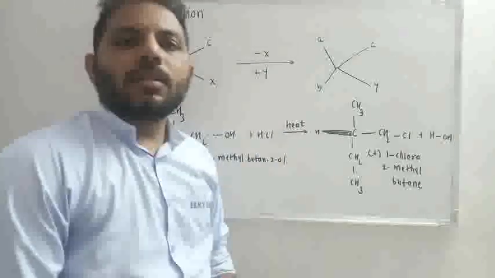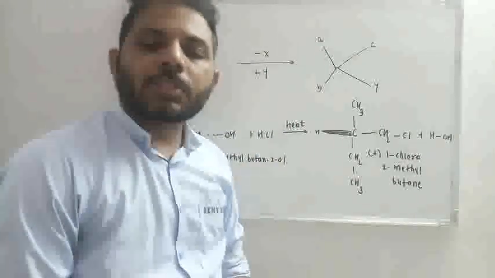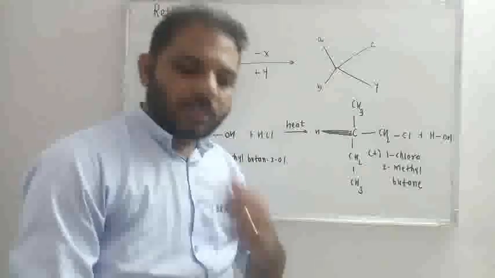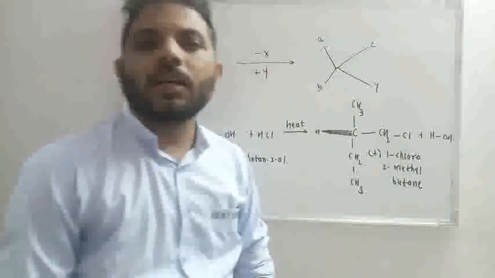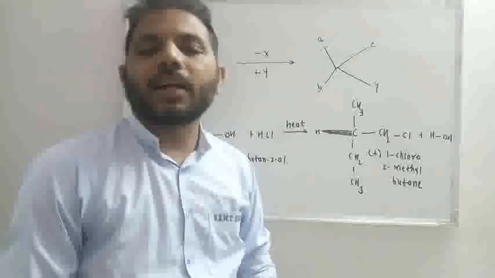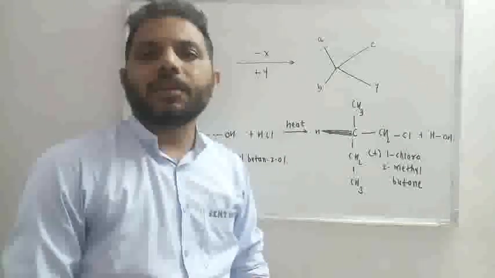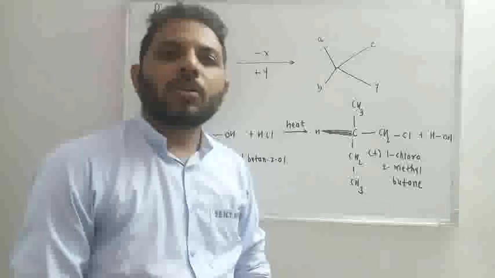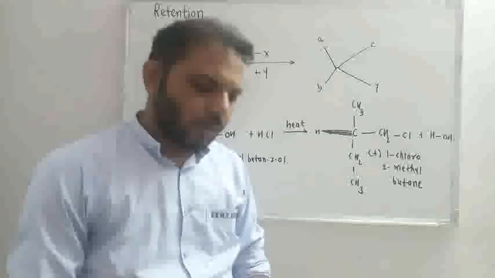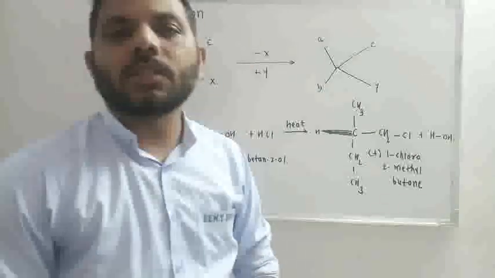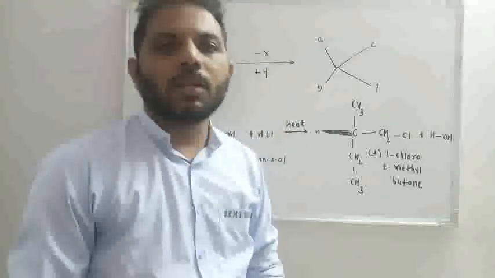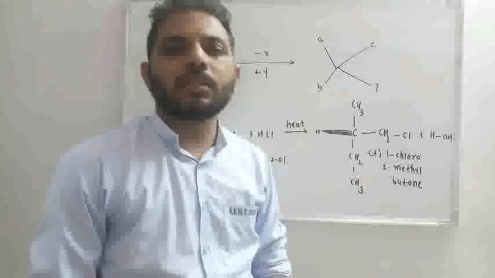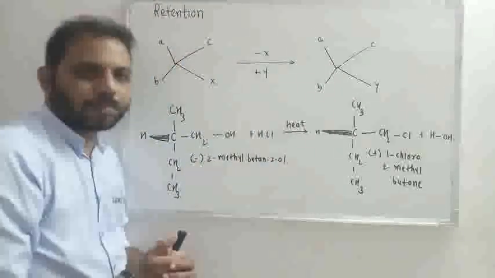We have seen stereochemistry in the last video. In stereochemistry, we were discussing basic terminologies like chirality, asymmetric carbon and optical activity. Some more terminologies of stereochemistry are left, so today we are going to discuss some more terminologies of stereochemistry. Okay, so the first terminology is retention.